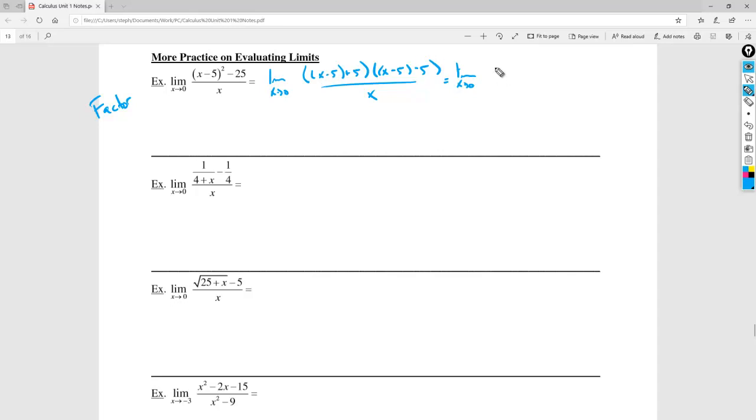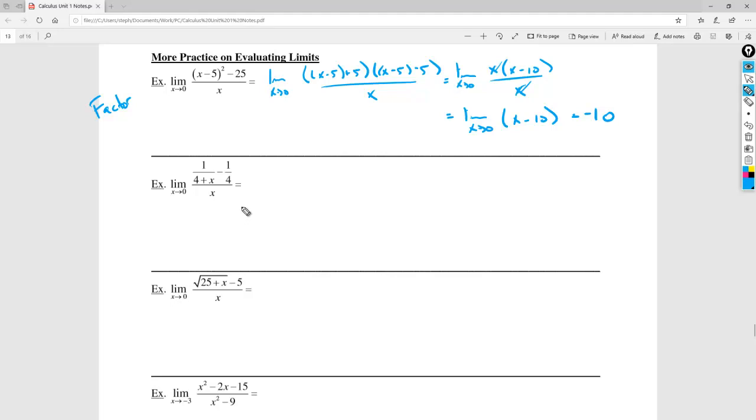Alright, so these 5's will cancel. I have x times (x minus 10) over x, and my problem spot cancels. That's a good thing. Remember, whatever is inhibiting you from being able to plug in your point, that's what you're looking to cancel out. So I have the limit as x approaches 0 of x minus 10, which is just going to be negative 10.